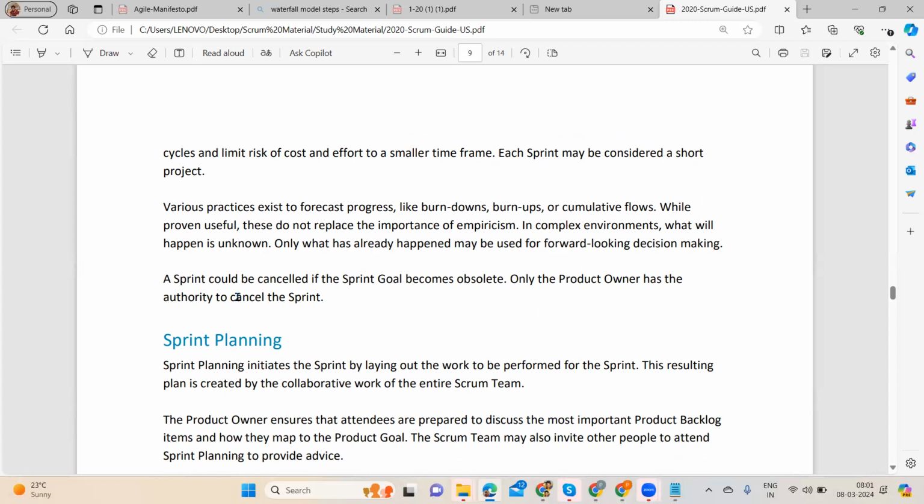A sprint could be cancelled if the sprint goal becomes obsolete. Only the product owner has the authority to cancel. So this is also one of the important questions: can we cancel the sprint? I have never seen a sprint cancelled in my career. But if that comes, only the product owner will have the authority to do that.